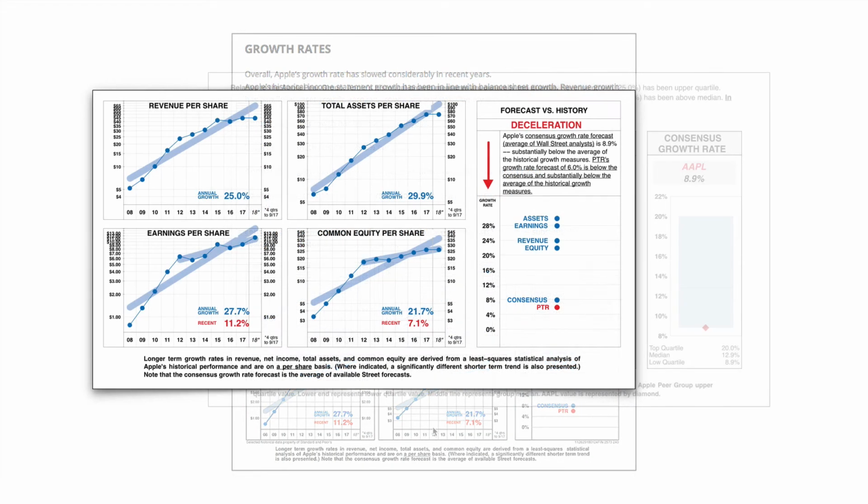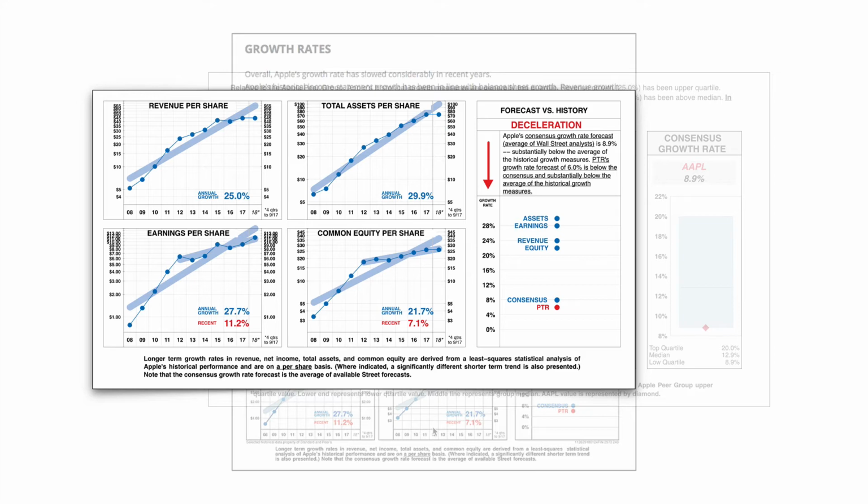Growth is another important measure of performance. Here we're looking at four measures of growth: revenue, earnings, assets, and equity, all on a per share basis, which helps us adjust for acquisitions and share repurchase. And we look both at the long-term trend and also if there are indications that that trend is changing in the short run. You'll notice also to the right, PTR's growth forecast is shown relative to the consensus.